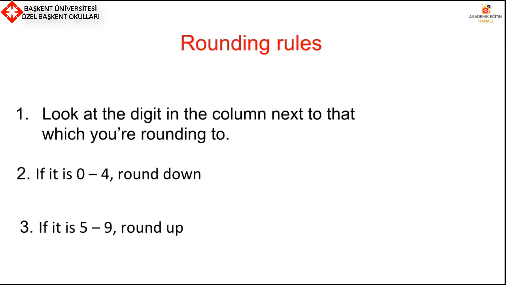So, what are the rules for rounding? First, look at the digit in the column next to the one which you're rounding, to the right of it. If it's 0 to 4, so that's 0, 1, 2, 3 or 4, the number stays the same, so you're going to round down. If it's 5, 6, 7, 8 or 9, you're going to round up to the next number.